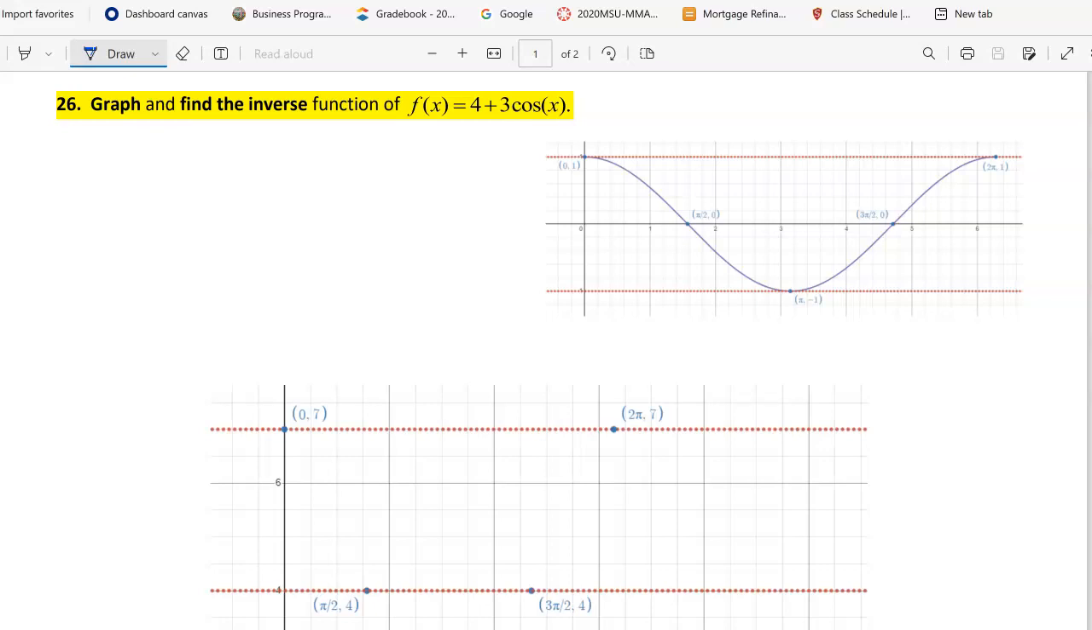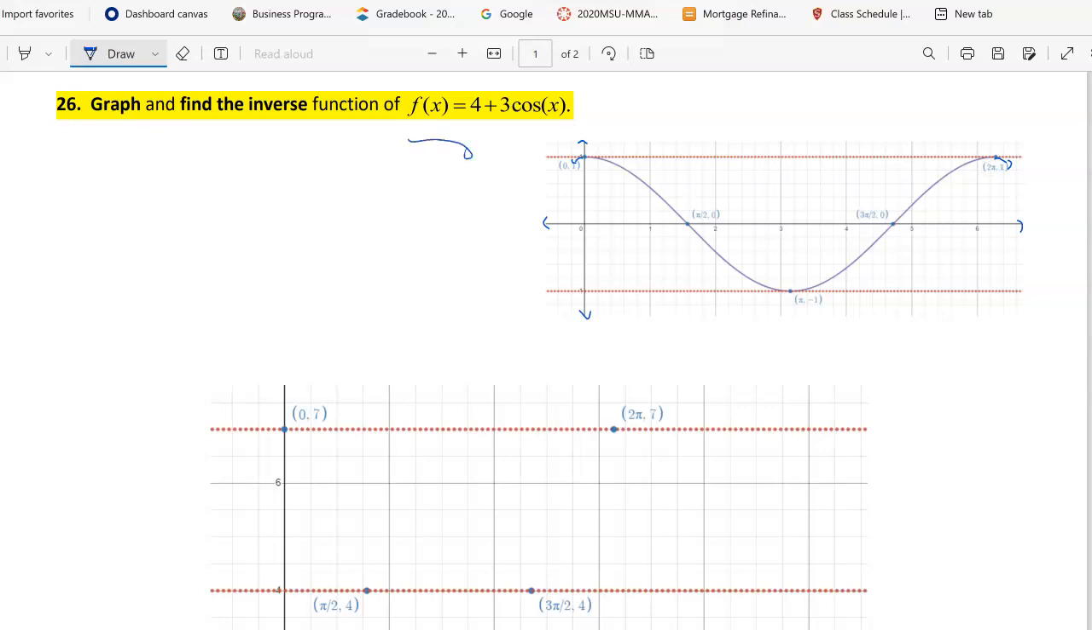Hi class, let's take a look at problem 26. On problem 26, I've provided the sketch of one period of the regular cosine function without adding anything else, just one period from the values from 0 to technically the values of 2 pi.